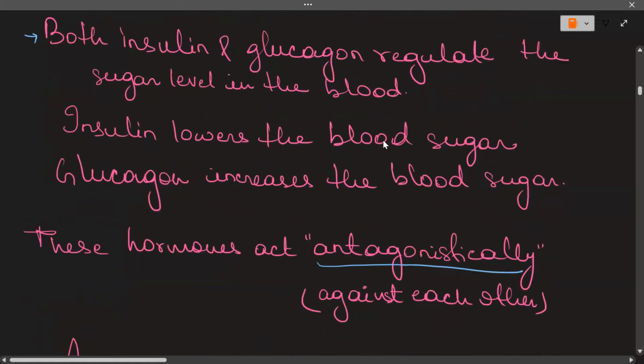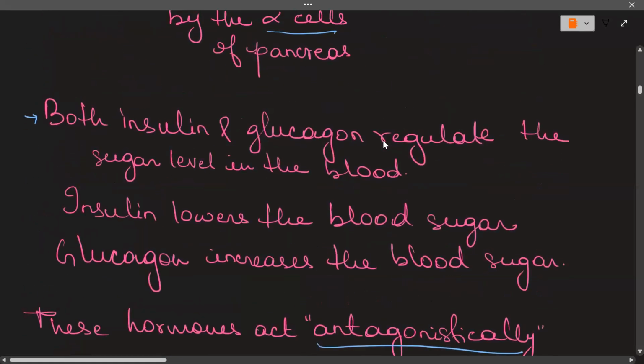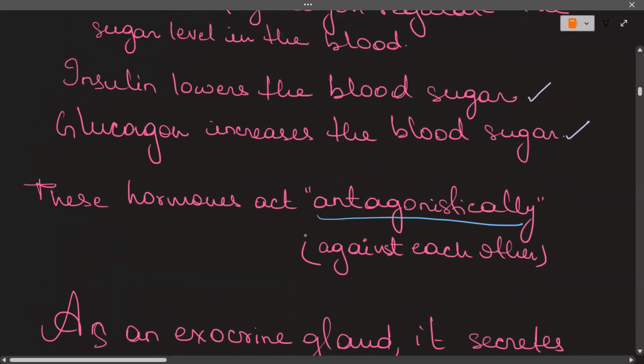Now, let us look at the function of insulin and glucagon. Both are involved in glucose metabolism in the body. Insulin lowers the blood sugar and glucagon increases the blood sugar. These hormones act against each other, and this property is known as being antagonistic. If insulin acts, the blood sugar will decrease. If glucagon acts, the blood sugar will increase. So both of their functions are different.